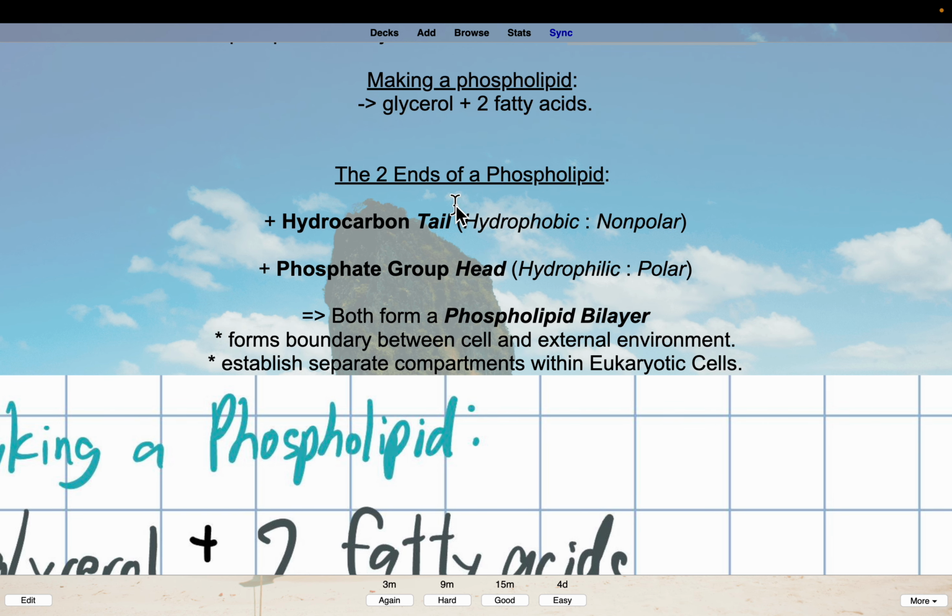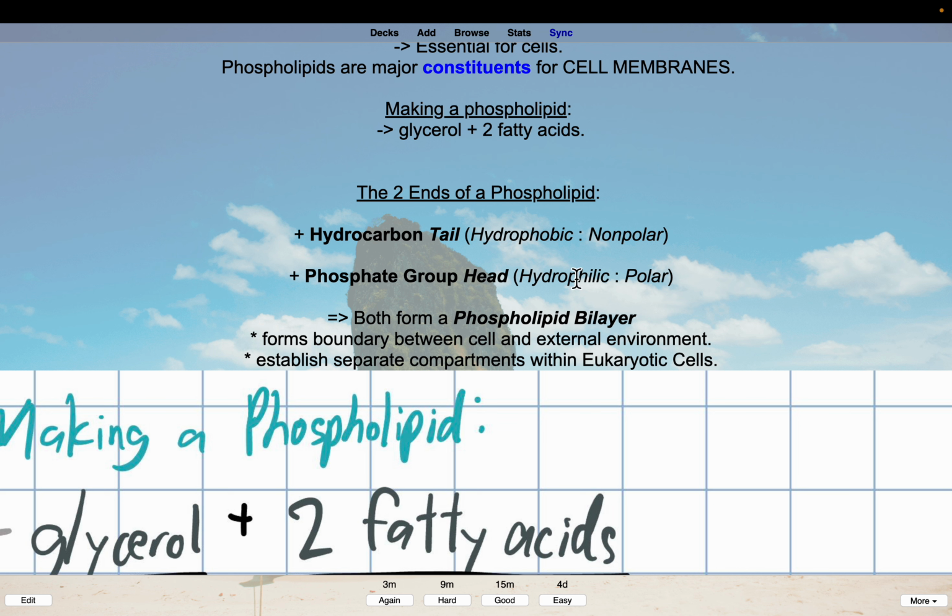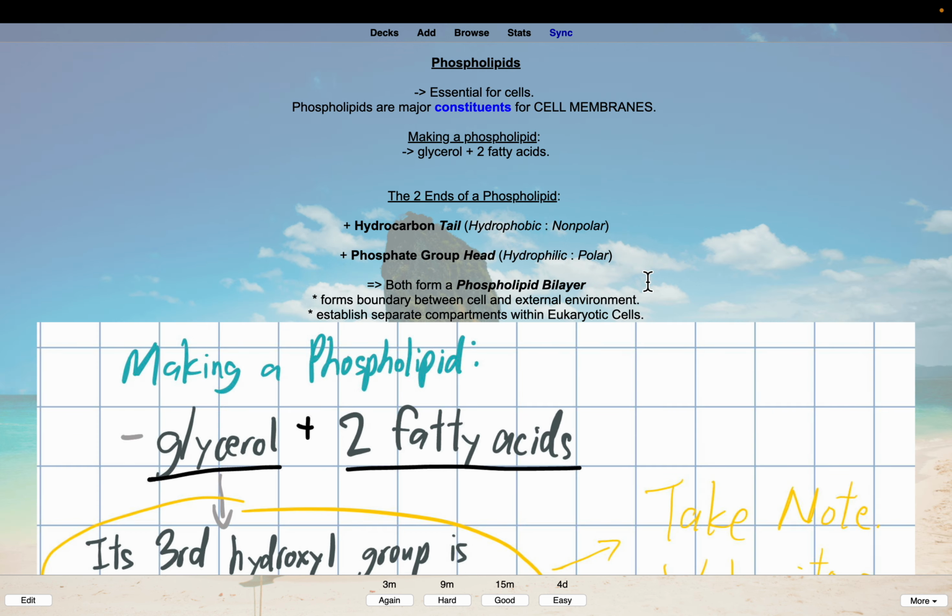But basically, these 2 ends form a phospholipid bilayer, and it forms a boundary between the cell and the external environment. They establish separate compartments within eukaryotic cells. So there's a reason why it's important. It is important to know that the hydrocarbon tail is nonpolar and the phosphate group head is polar. More on that later.